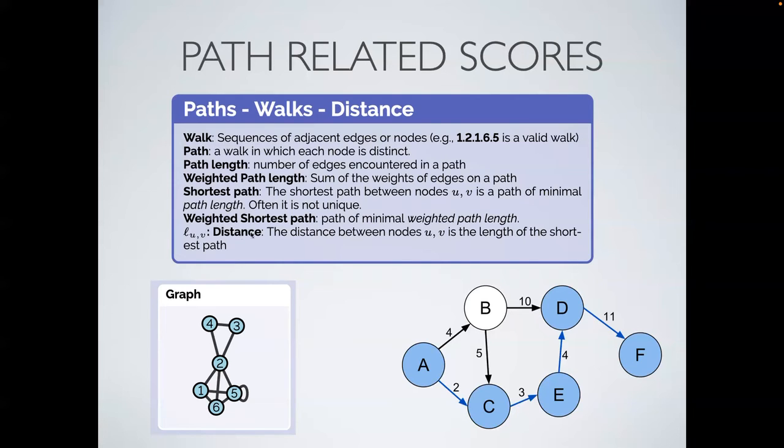And the distance is the length of the shortest path. So when I say what is the distance between A and D, in that case, you will say, well, the answer, if I don't talk about weight, the distance is 2. Okay? Even though there are several ways to go from A to D, when I just talk about the distance, it's 2 here because it's the distance of the shortest path.